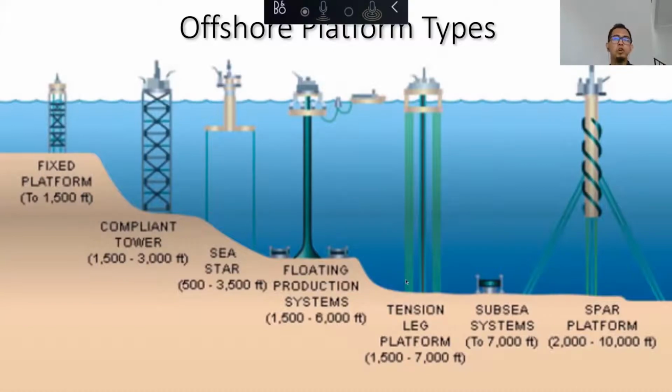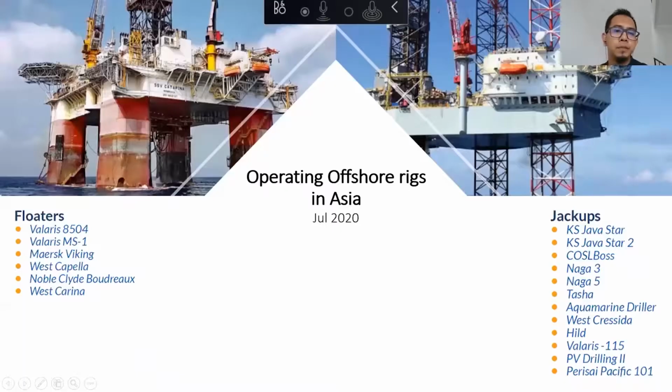Moving on. So in Asia, this is a little bit of trivia. In Asia right now, as per July 2020, we have these rigs operating. You can call it quite small volume. There's only 6 semi-submersible rigs operating in Asia. It covers the whole Asia operation: Myanmar, Thailand, Indonesia, Malaysia, Brunei. So the whole Asia, there's only 6 floater semi-submersible and drill ship operating as per today.